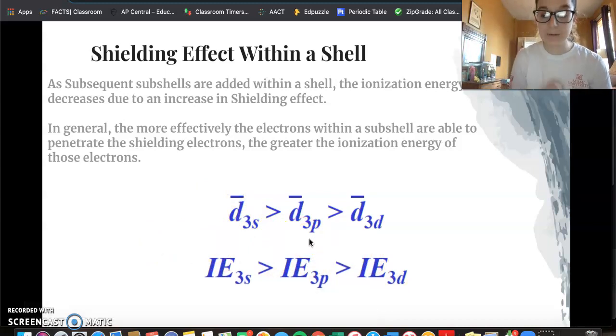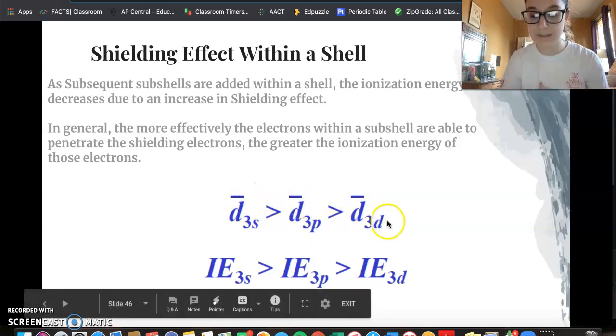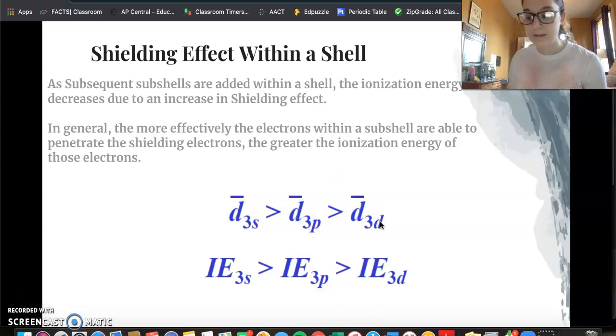So although the average distance between nucleus and electrons decreases as subshells are added, the ionization energy decreases because of the shielding effect. So even though the distance is getting smaller, you would probably expect it to be higher, but shielding effect is something that you also need to consider, not just the distance. And again, this is from Coulomb's law, comes up again and again. So Coulomb's law does not take into account shielding effect. So if there's something that you expect to go one way because of Coulomb's law and it doesn't, it's probably because of shielding effect. Okay?